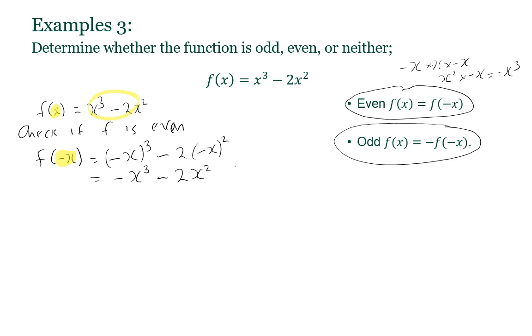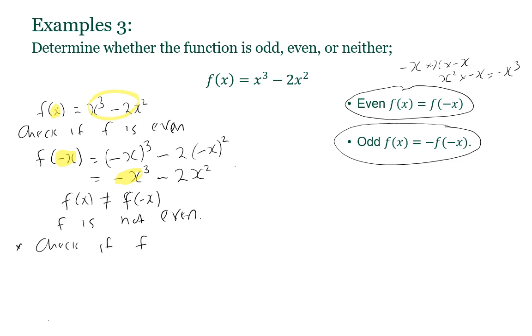Then we now check, is this f of minus x the same as f of x? No, they are not, because here the x has the minus, and here it doesn't have that, so they are not equal. So f of x is not equal to f of minus x, so f is not even.